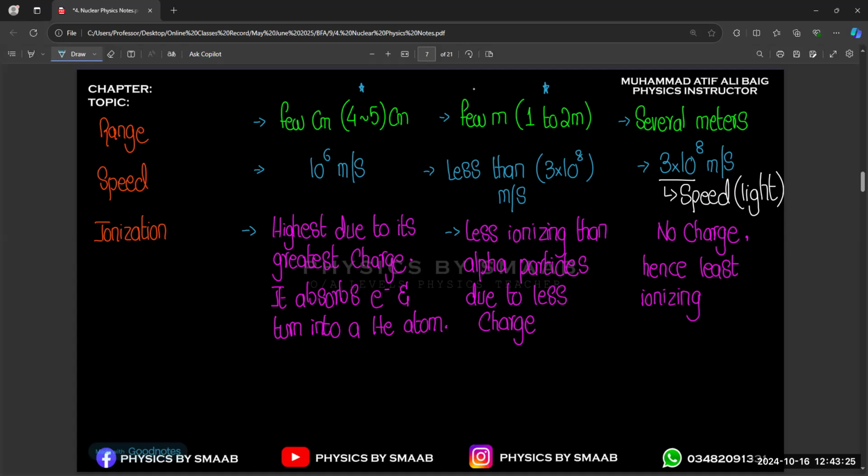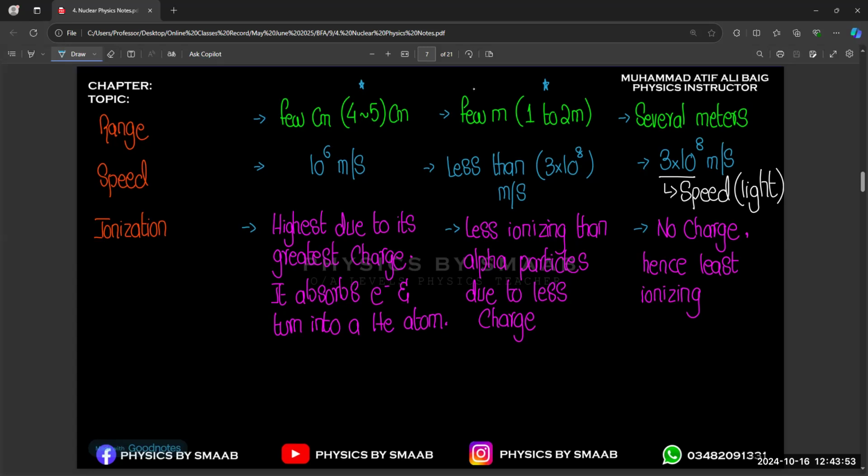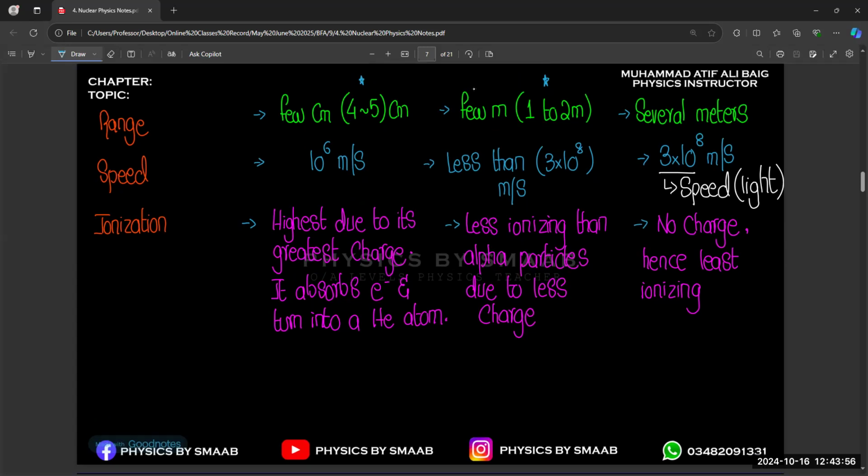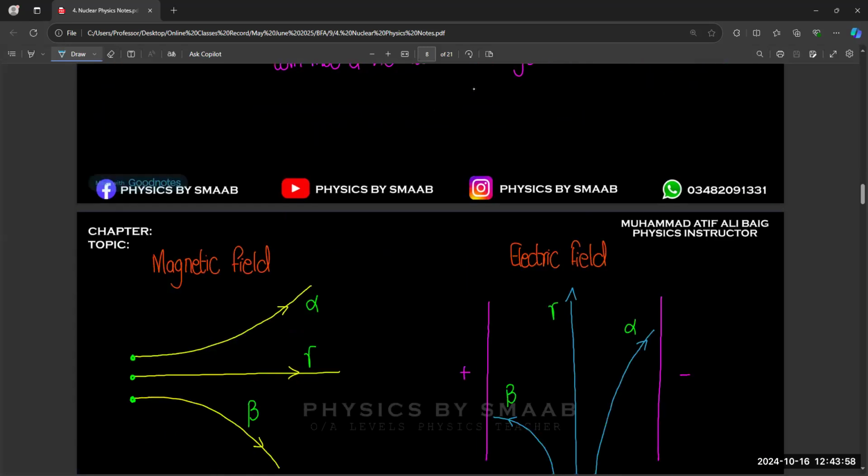And finally, gamma. There is no charge on gamma, so it will be very difficult to perform the ionization process. That's why the ionization of gamma is least as compared to alpha and beta. These are the properties, and when we solve questions it will be like revision again and again. When we revise the concept again, you will get an exact idea of what is going on.